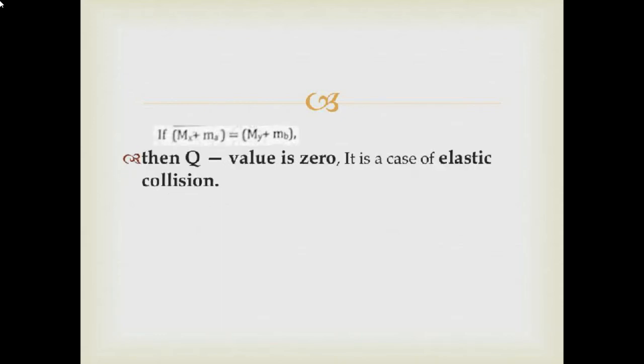If mx plus ma is equal to my plus mb, then Q is equal to 0. In that case, an elastic collision will take place. This is the condition for elastic collision, that is Q is equal to 0, and in that case mx plus ma is equal to my plus mb.